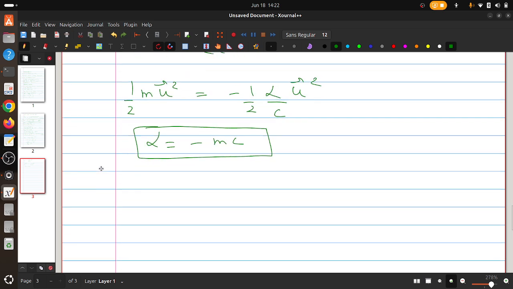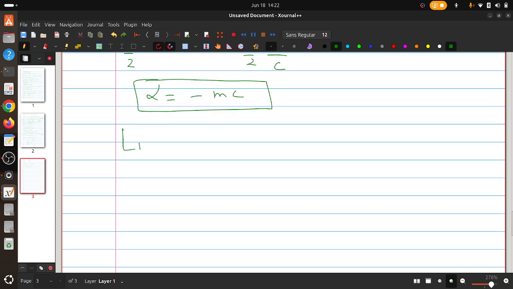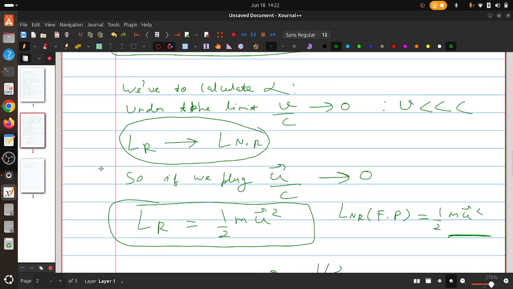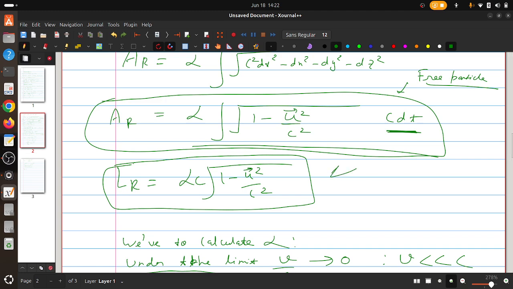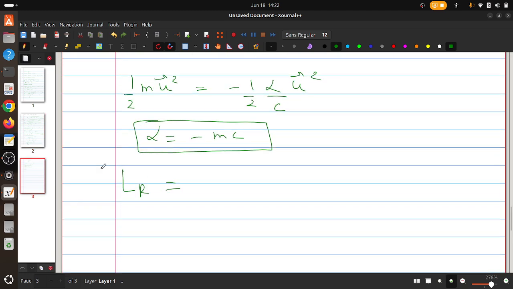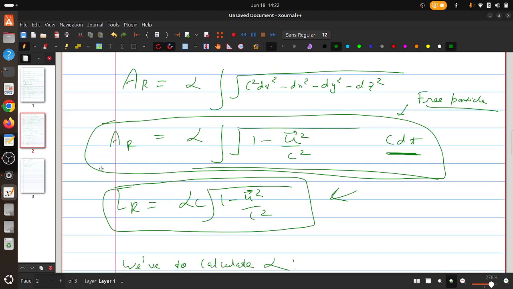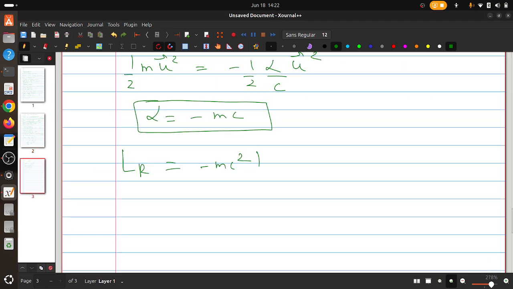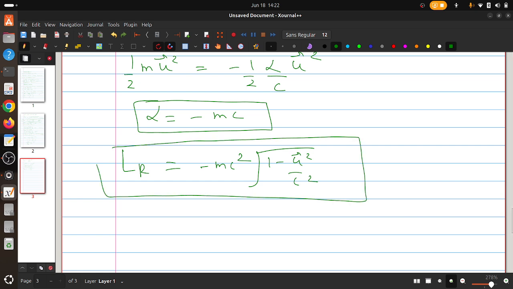Thus, we have calculated alpha. Now we can write our relativistic Lagrangian in full generality, and that would be from this equation. So just plug in alpha equal to minus mc. So we will get minus mc square times the square root of 1 minus u square by c square. This is our relativistic Lagrangian.